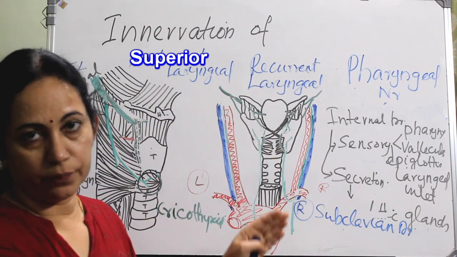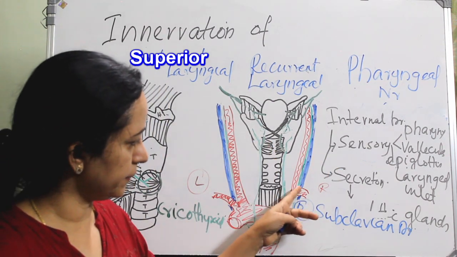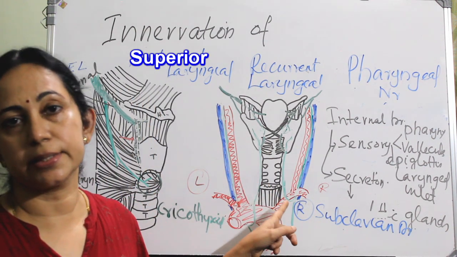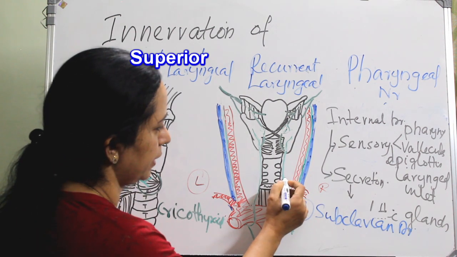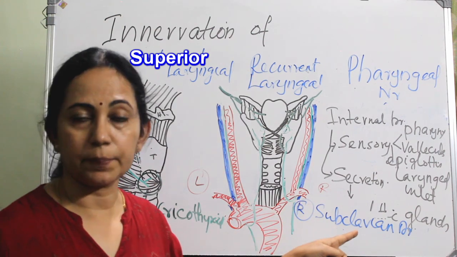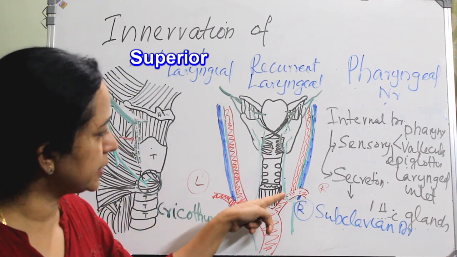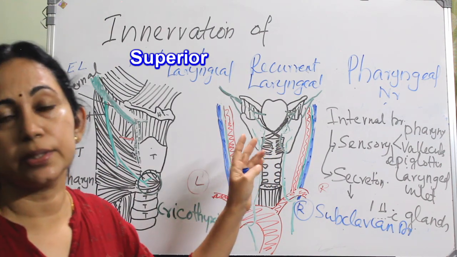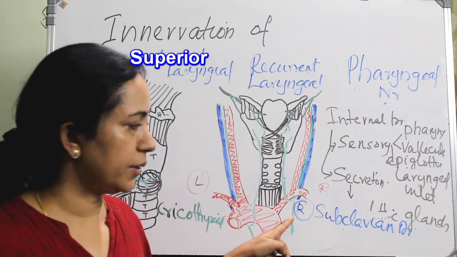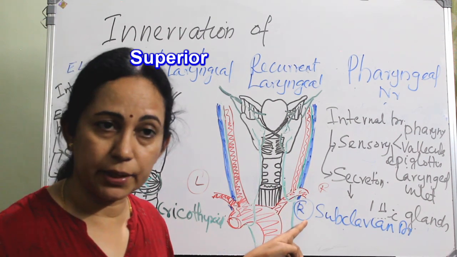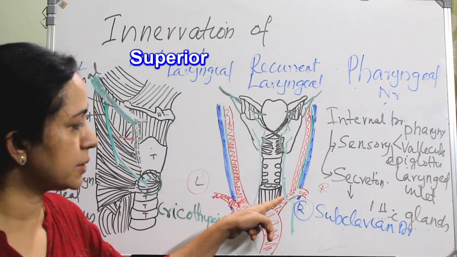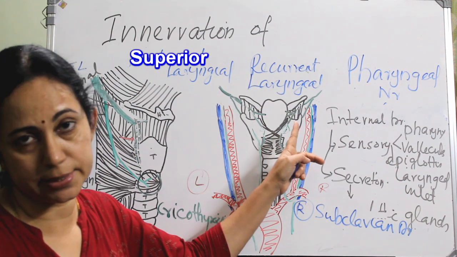So where this vagus nerve crosses the subclavian artery, this right recurrent laryngeal nerve is given off. It crosses the subclavian artery in the posterior aspect, and it ascends upwards parallel to the tracheoesophageal groove. So after the vagus nerve crosses the subclavian artery on the right side, the right recurrent laryngeal nerve is given off, and it crosses the subclavian artery posteriorly and ascends.